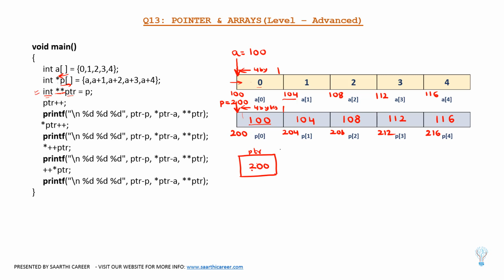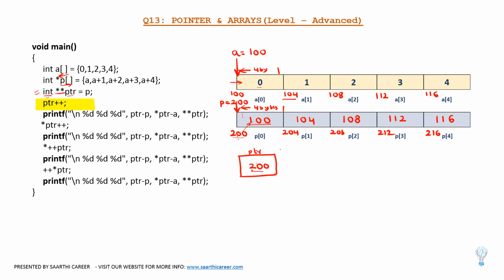Right, so we come to this line wherein we see ptr++. Now ptr++, since ptr is pointing to a pointer, because 200 is pointing to 100, so 200 is a pointer, so ptr is pointing to a pointer. And we know by pointer arithmetic that a pointer always increments or decrements in steps of the size of the type it is pointing to.